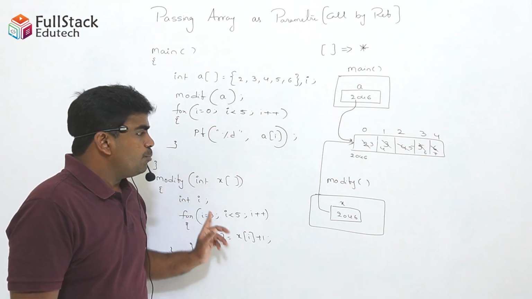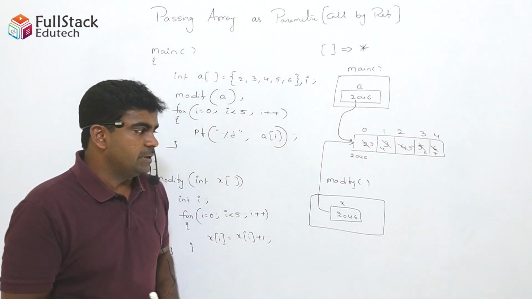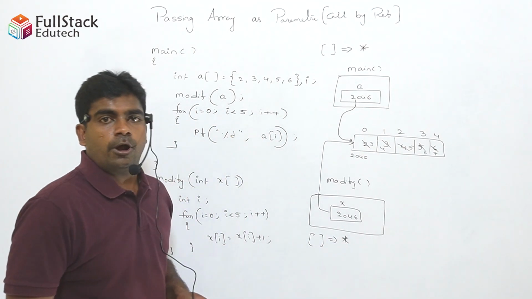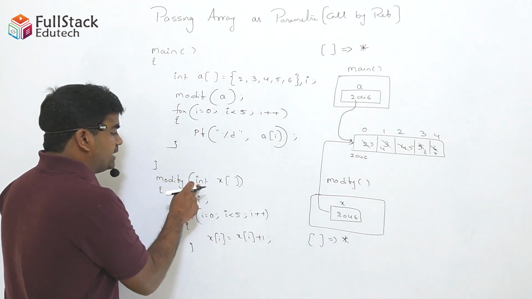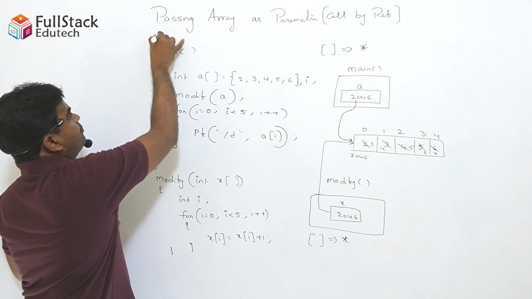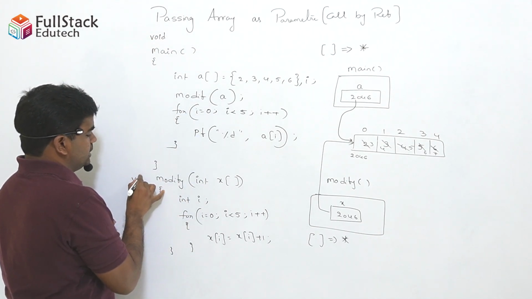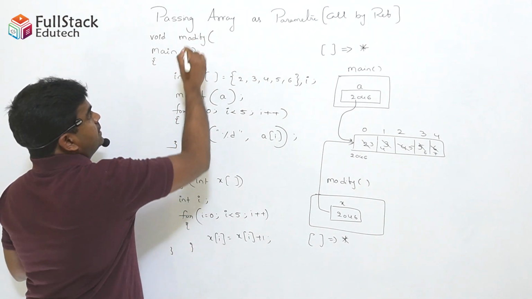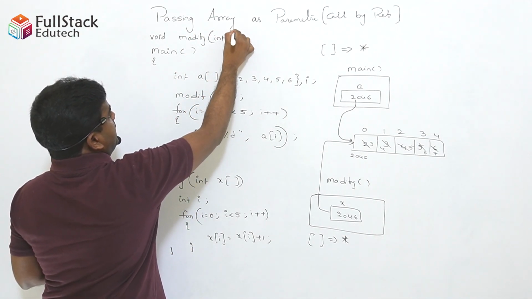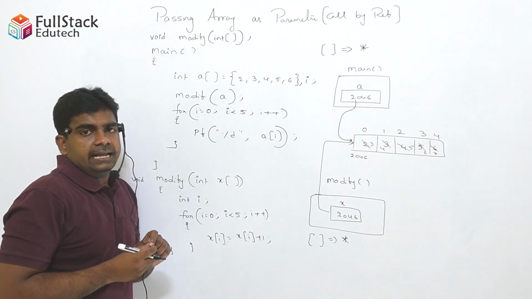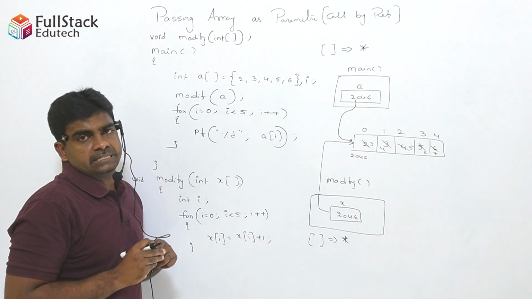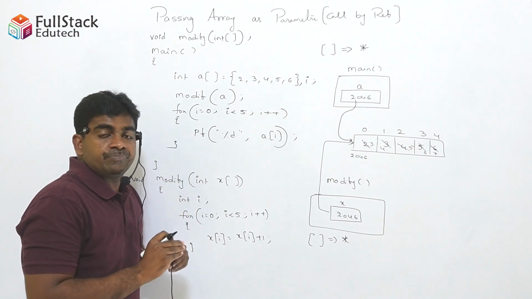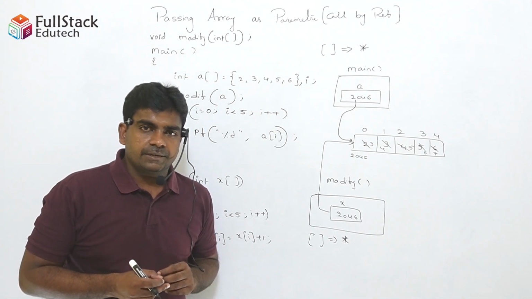Remember, there is no pointers concept visible here, but this square bracket is exactly equal to a pointer. And how can we write this prototype? Void, of course, is the return type, which I didn't mention here. The method name is modify and the parameter is an integer array. This is the simple way of representing pointers, but this is not a pointer concept, it's an internal pointer concept.